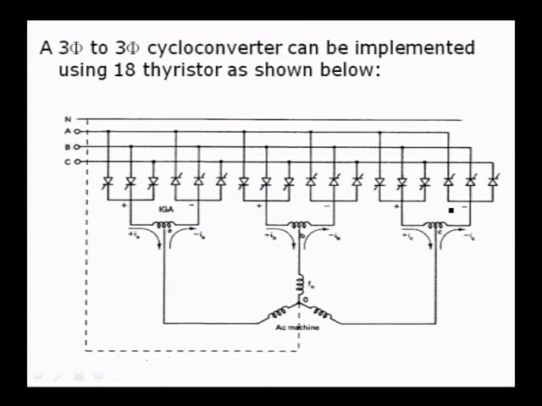So, let us take up the important one, which is used in practice. A 3-phase to 3-phase cycloconverter can be implemented using 18 thyristors, 6 for each phase, 6 into 3, 18 thyristors. See, this is how it is connected to an AC machine. One phase here, one phase here, one phase here. So, this is the important application of cycloconverters I already told you, speed control of an AC machine. It may be an induction motor or a synchronous machine.